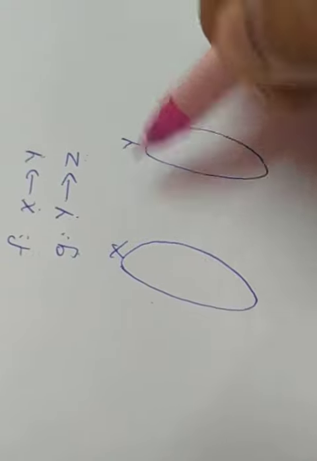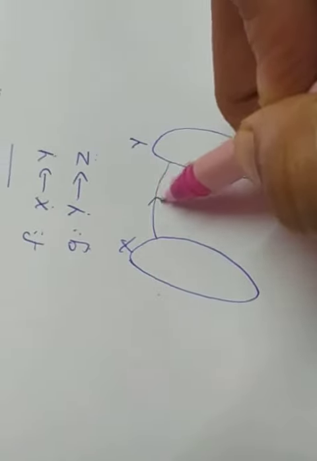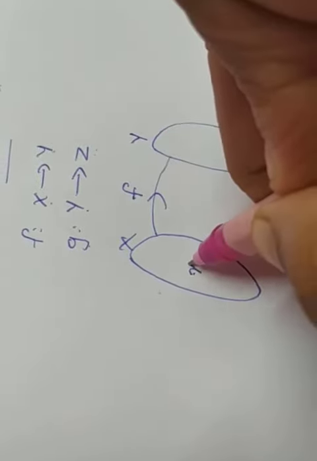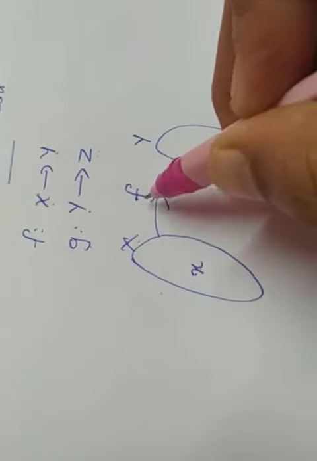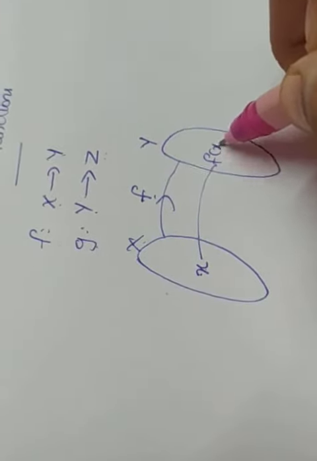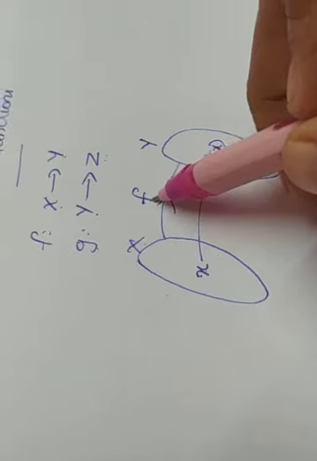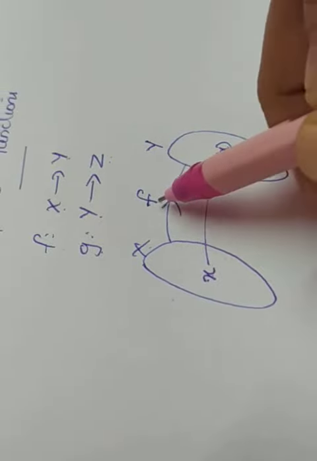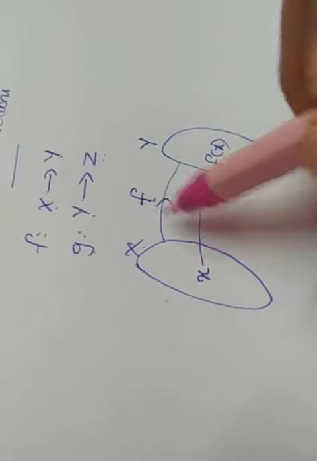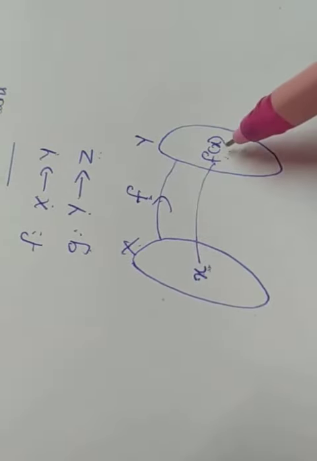So let this be the set X, this be the set Y. Then f is a function from X to Y. This shows the arrow. So if small x is an element of X, under the mapping f, we will get the image in Y as f of x. If it is g, the mapping will be g of x. In the same way, the image of x under f will be f of x.